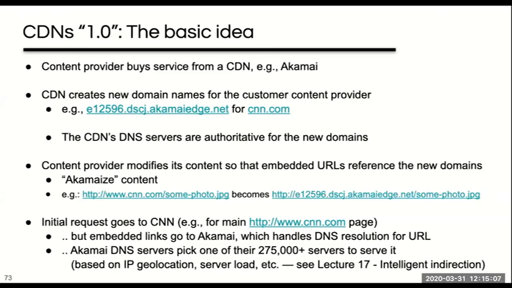So when a client accesses something from CNN, it first goes to CNN and downloads the page, but then all the embedded links for JavaScripts and images and stuff all go to Akamai. You do this DNS lookup for Akamai, and their servers will pick one of their 275,000 servers to serve it, usually based on the location of the client and the server load and so on, to try to get the best server for the client.